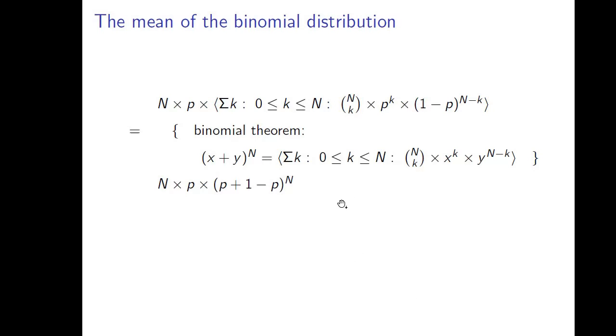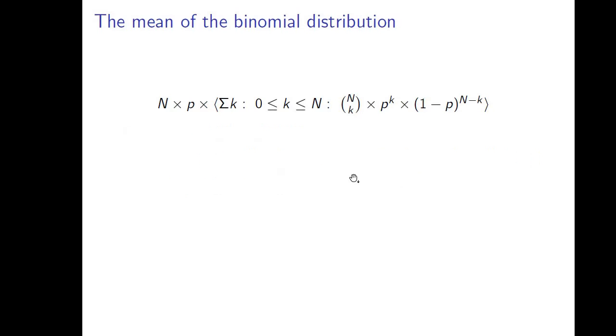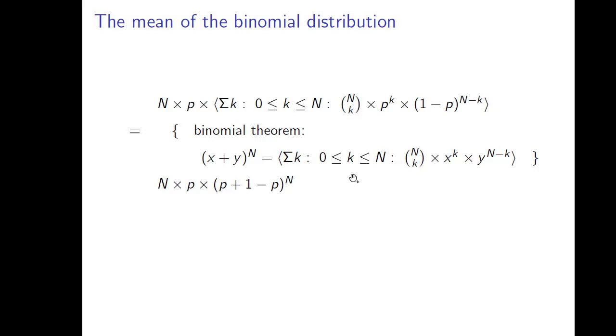Then we apply the binomial theorem, which tells us that x plus y to the n is equal to the sum over k from 0 to n of n choose k times x to the k times y to the n minus k. In this case, x is p and y is 1 minus p.